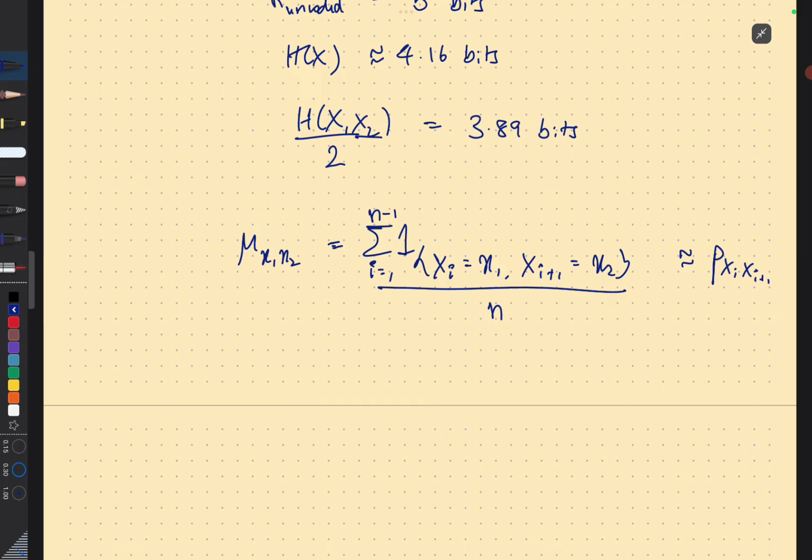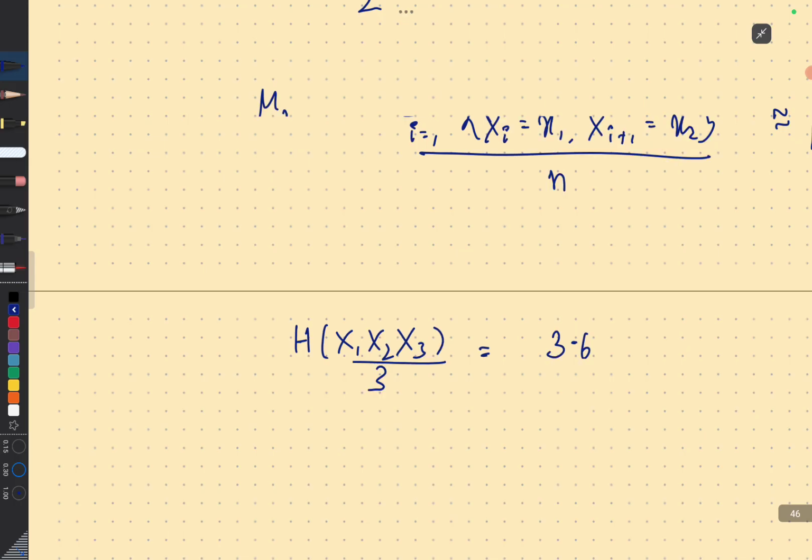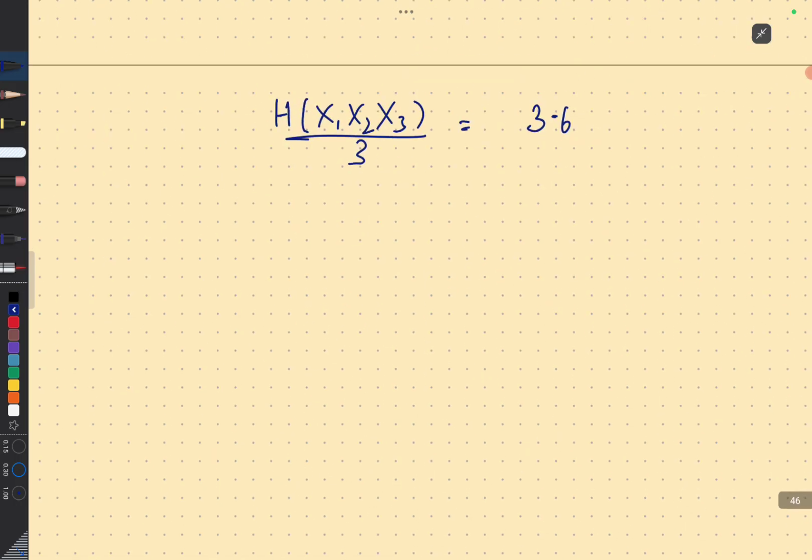I can extend this idea. I can look at triples of characters. And that turns out to be roughly 3.64 bits. And similarly, I can go on like this.